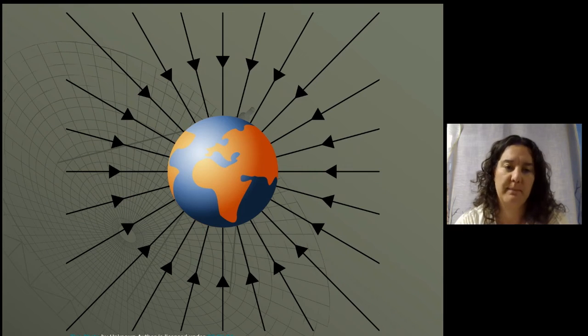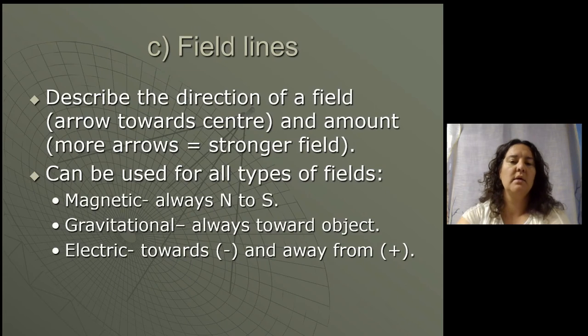So here is how we would draw the gravitational field of Earth. We have the gravitational field lines with the force going towards the center of the Earth. Field lines describe the direction of the field, with the arrow towards the center, and the more arrows, the stronger the field.